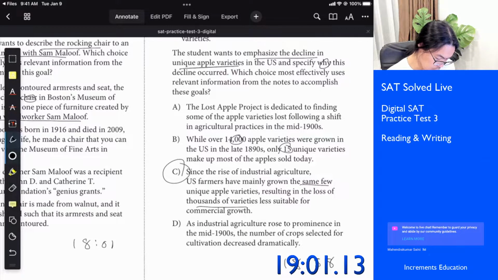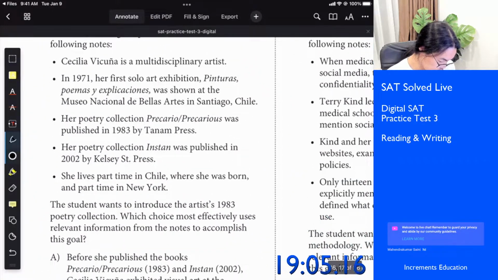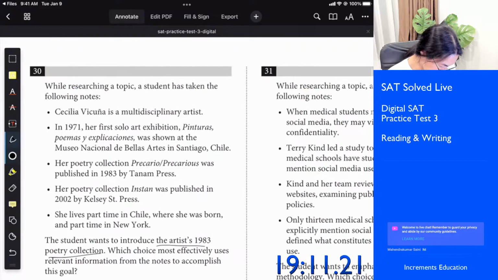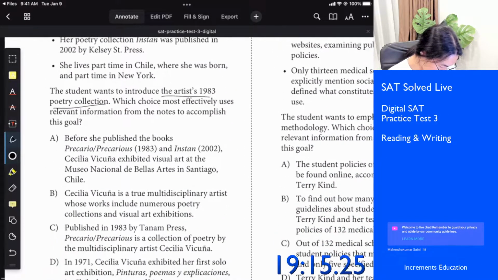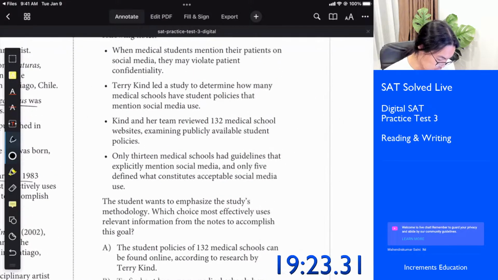1858, and now we're moving on. And introduce the artist's poetry collection. Okay, 1983. Before, okay, we just need to talk about published in 1983. Yep, there we go. So 1920, that was pretty straightforward.